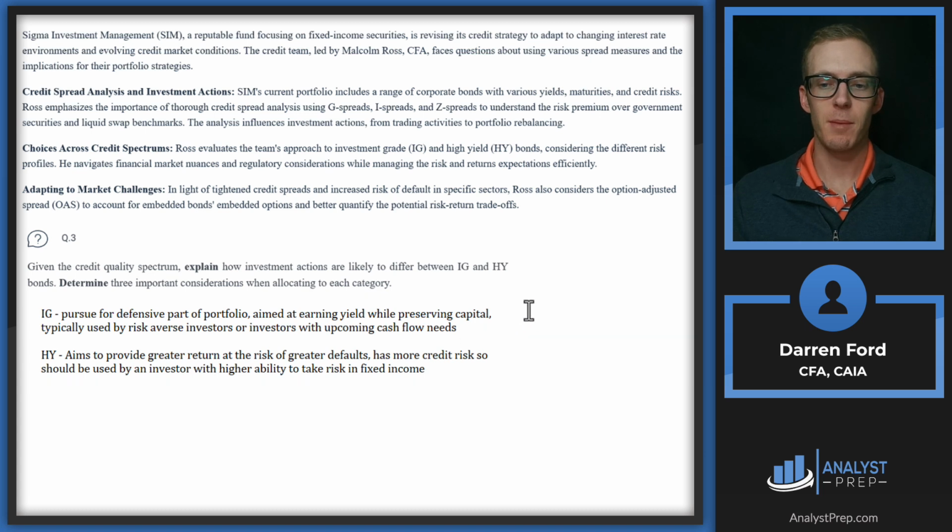So investment grade bonds are going to have lower yields and lower spreads relative to treasuries, and high yield bonds are going to have higher spreads and higher yields relative to treasuries. So basically, investment grade is less risky.